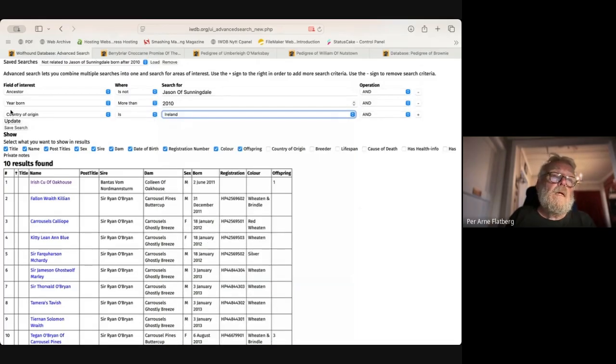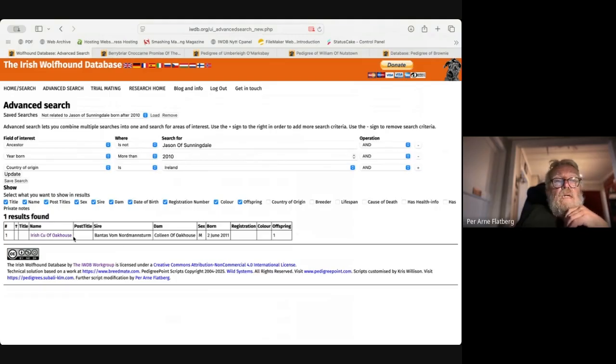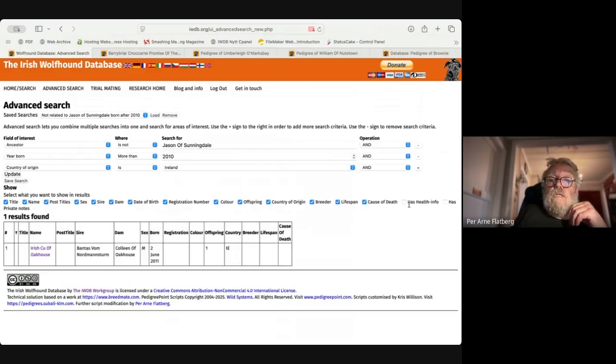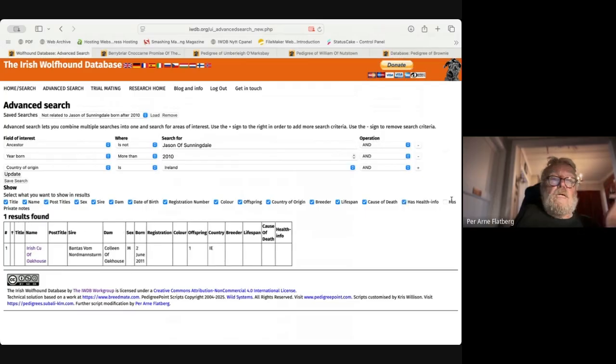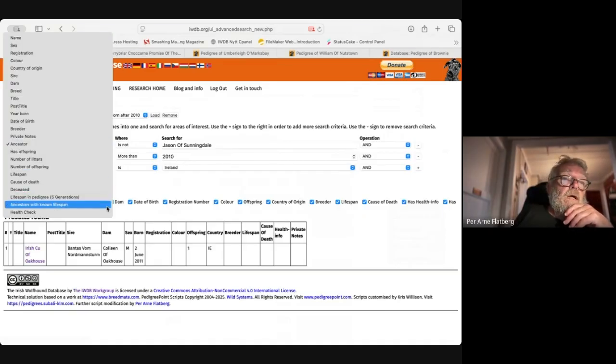I could also limit that and say, okay, country of origin is Ireland, and update that. And I will get just one dog. And I can remove and add information. What I did change here is that we added quite a lot of extra columns, which we can use here. You can see if a dog has health info, it has private notes, etc. So it's almost limitless what you can search for here.